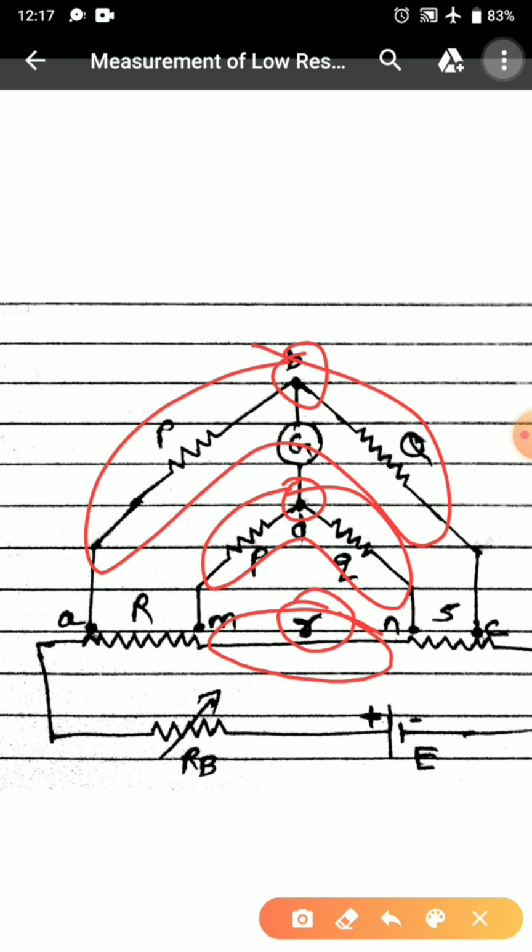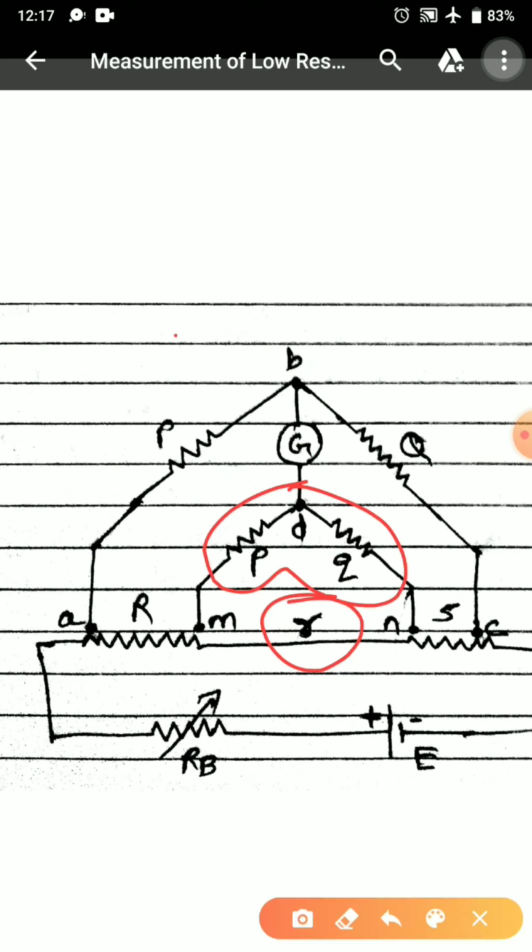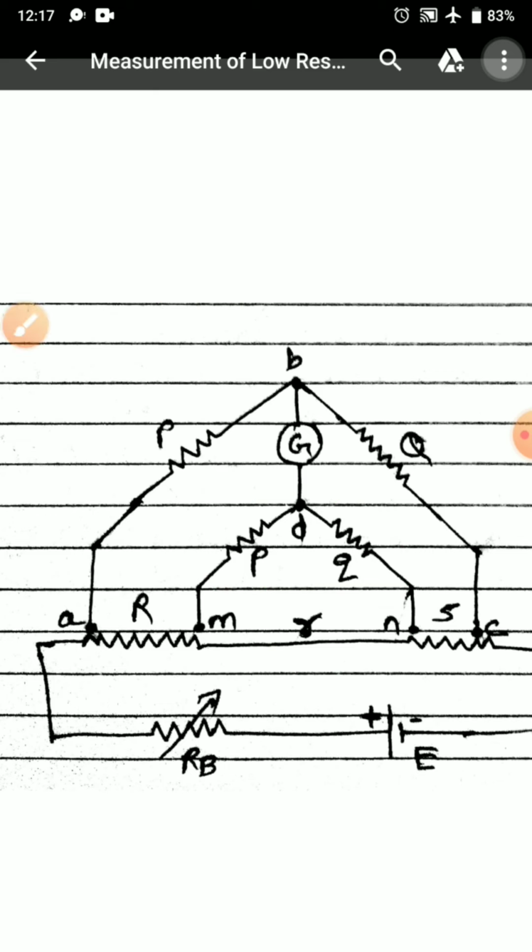Now what we have to do is see whether connecting this will have any effect, or, considering additional resistances like P, Q and R, small r, can the effect of lead resistance and contact resistance be nullified or not? We'll try to check it using some numerical analysis, in the upcoming part.